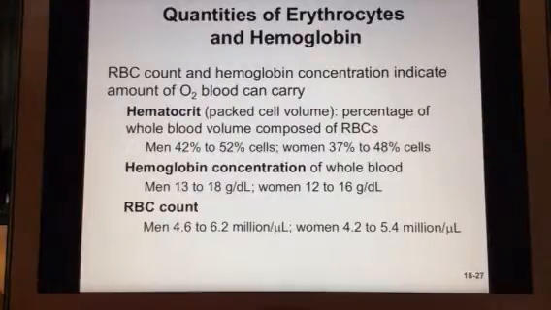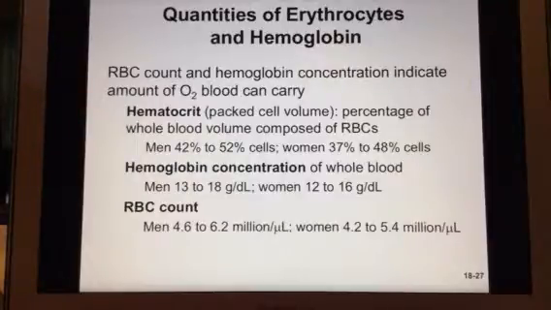Okay, we would expect that if we have a higher red blood cell count, there will be a higher hemoglobin concentration, and that indicates how much oxygen the blood can carry. So the number of red blood cells directly correlates to the amount of hemoglobin we would expect in the blood, and that times 4 would be the amount of oxygen that the red blood cells are able to carry.